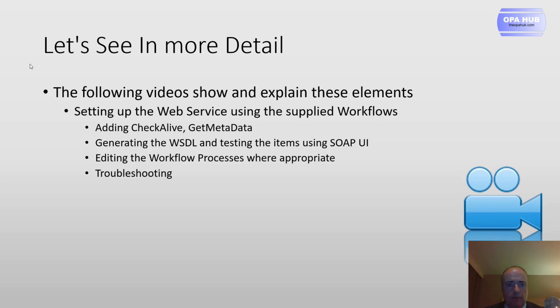So now we're ready to show you how to set up those first two methods, CheckAlive and GetMetaData. We'll also illustrate the first steps of creating the inbound web service call so that Siebel can receive these calls and respond correctly. Then once you've built the inbound web service, we'll generate the WSDL and show you how to test them in SOAP UI, and we'll give you some advice in the video about where you're likely to want to edit the workflow processes that are provided.